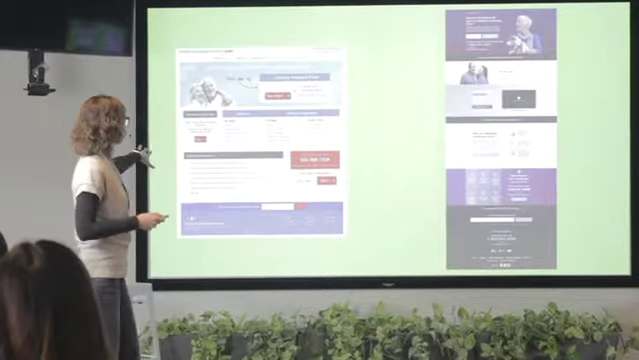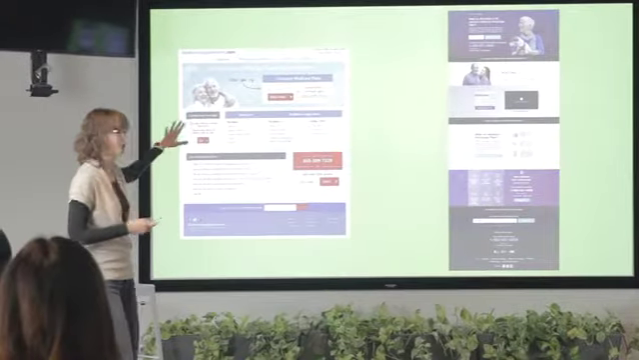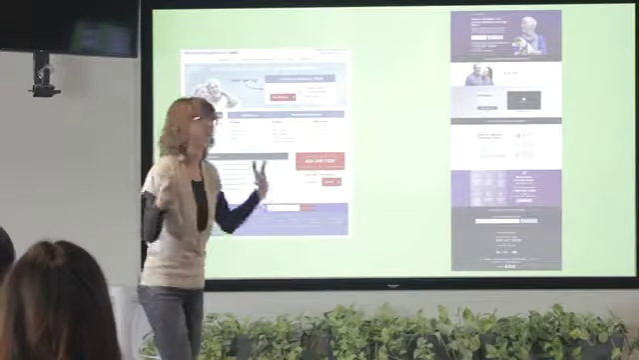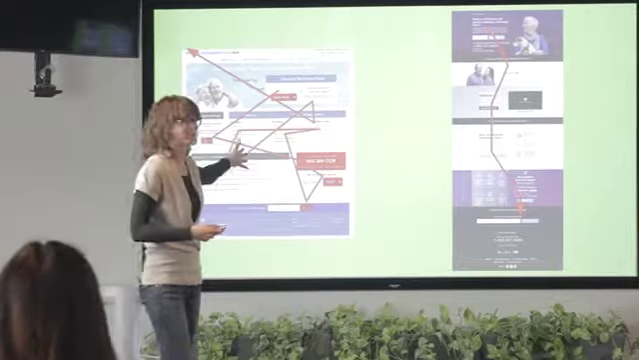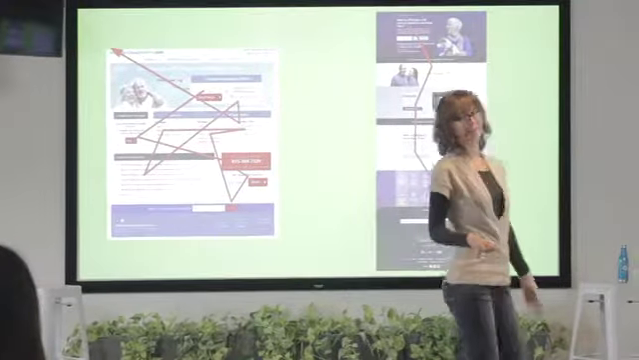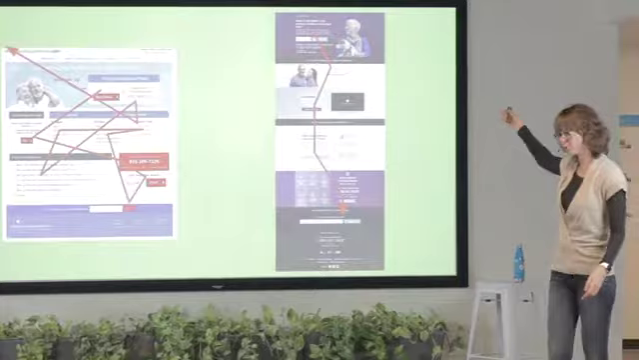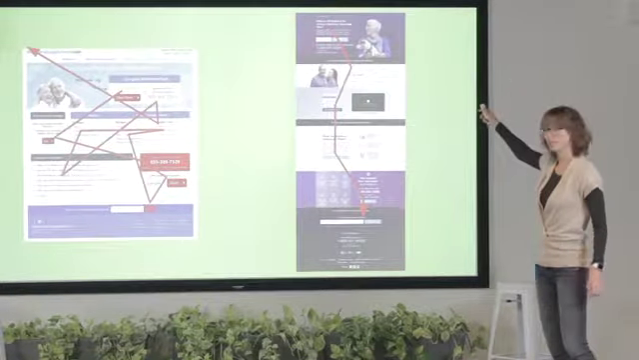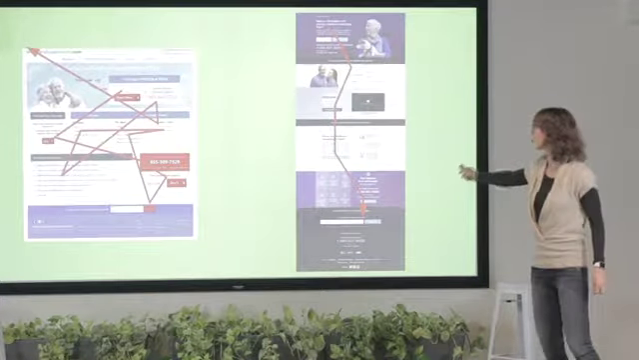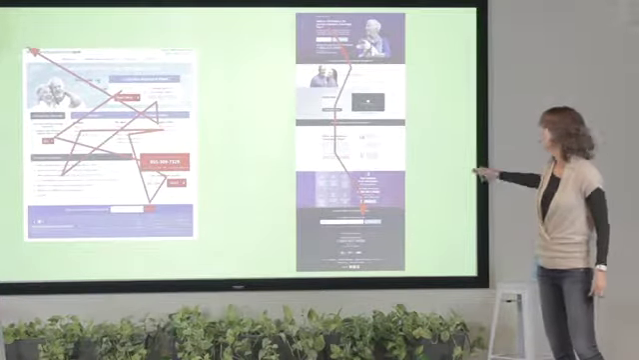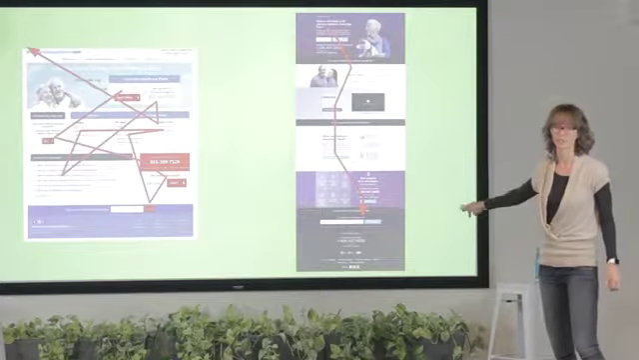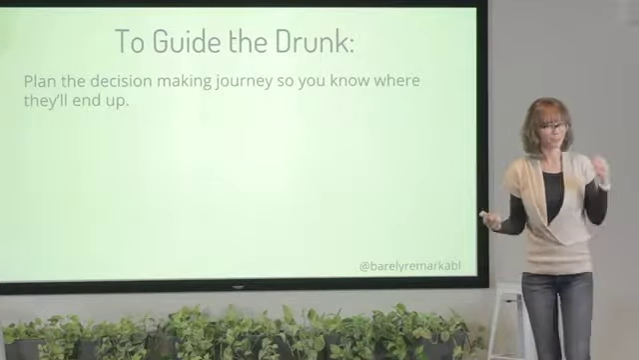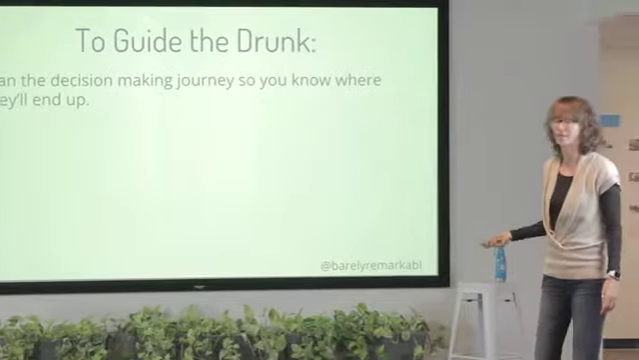So we have the first landing page where I have no idea where my eyes are supposed to go. I have no idea what I'm supposed to read first. Where am I going? I'm confused. I'm lost. It looks like this. And then we have our other landing page where we have a nice, smooth experience, very linear progress from what am I doing here, what is the product, all the way down through. We guide the eyes with the design to our final conversion. So, if you plan the decision-making journey, you're going to know where they end up.